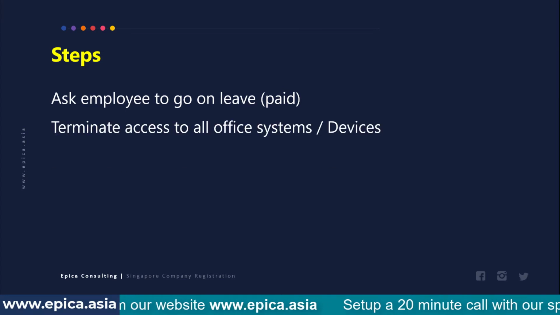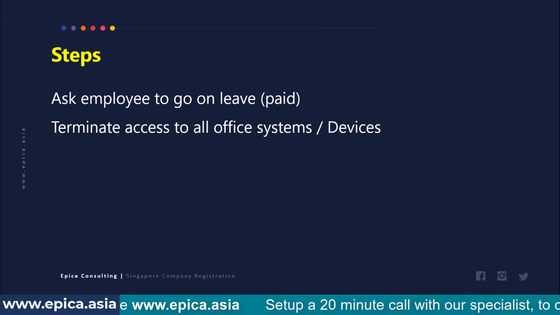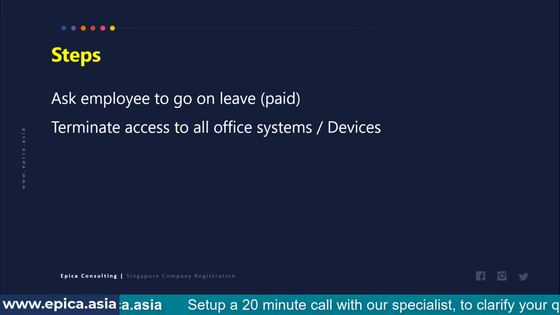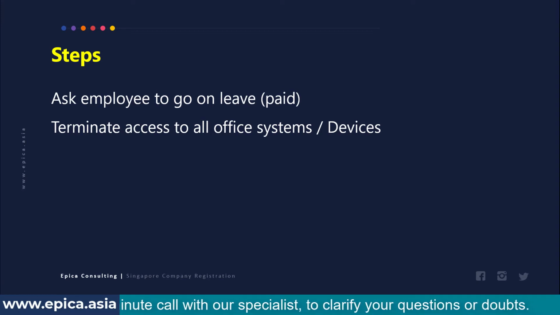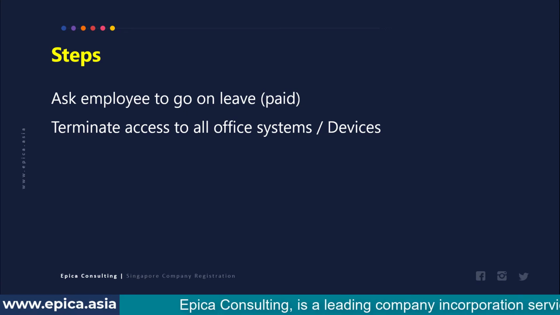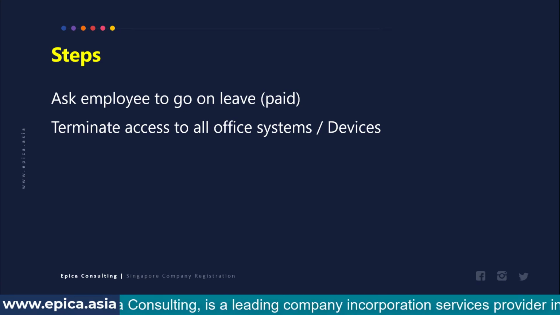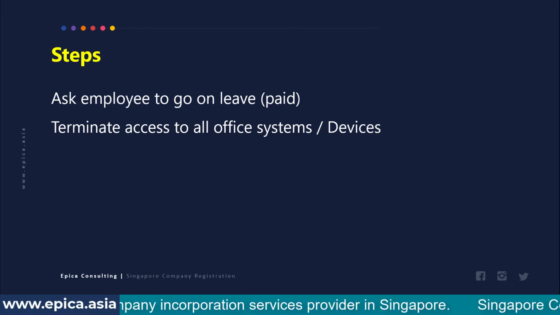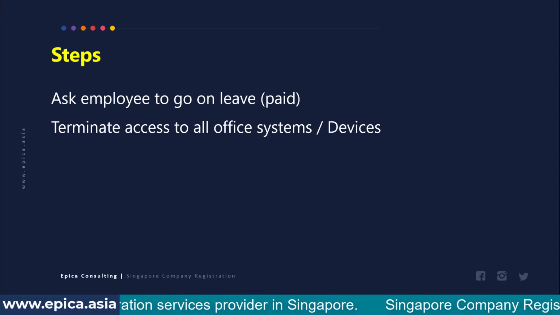The second thing that you need to do is to terminate access to all office systems like your CRM system, your accounting system, your customer databases and everything, and also terminate the access to all the office devices. So this way the employee will not be able to download any data and keep a copy of it for his personal use. Now obviously this will work when you are terminating the employee. If the employee has already decided to resign, then it is quite possible that he might download all this data before he submits his resignation.